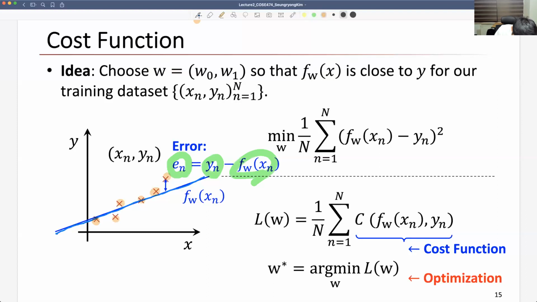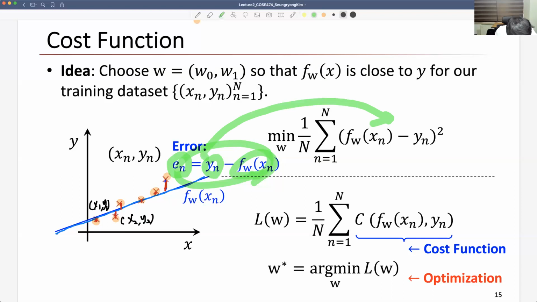Because this is the first sample and this is the second sample, each sample has its own error, something like this, right? Then we can sum this error over all samples, here, something like this. In this case, let's think about the scale of the difference here.